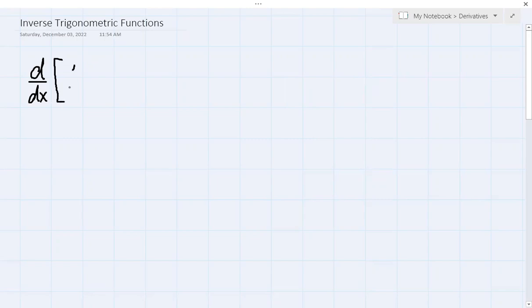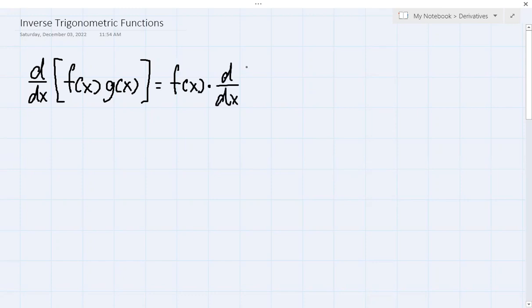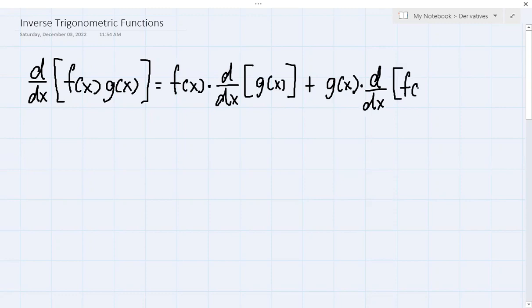So if we are asked to get the derivative of two functions, or the derivative of f of x times g of x that are stuck together, okay? Then this will be the formula: f of x times the derivative of g of x plus g of x times the derivative of f of x. Ayan. Okay? And again, medyo mahaba to, di ba?